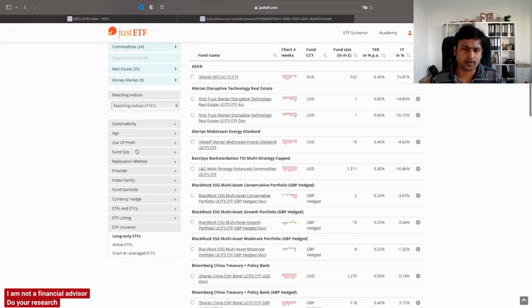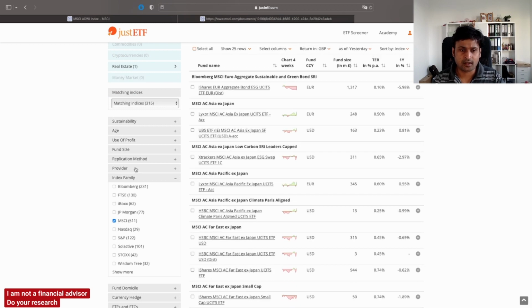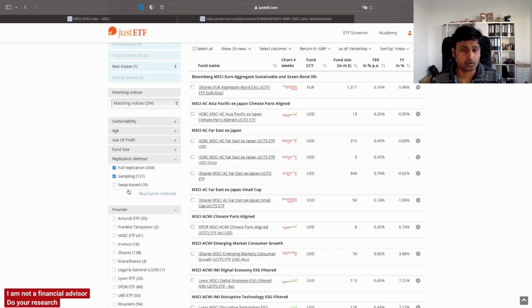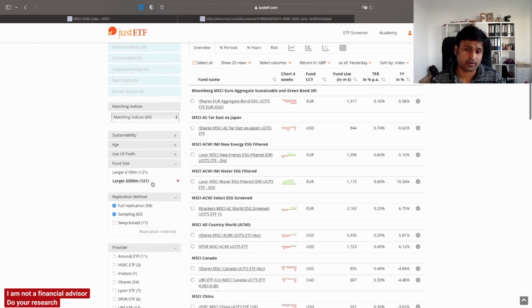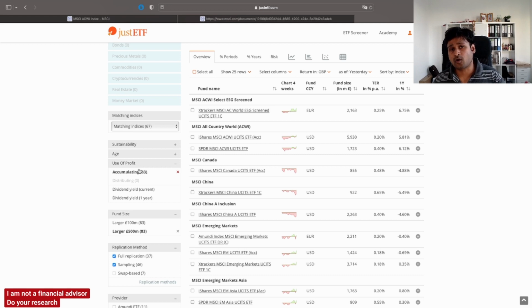Before going into it, I go through the usual screening process, where I first go for MSCI. Then I go for the replication method, where I choose sampling or full replication. I don't go for swapping. I also like to have really high assets under management, so I go for larger than 500 million. And then use of profit is also really important, because my runway is quite long. I like to have all those dividends already reinvested into the stocks. I don't have to manage it. That is also like a habit, right?